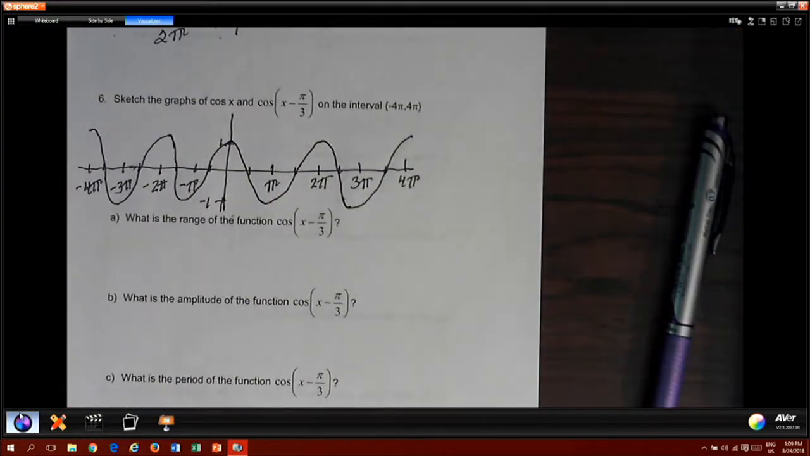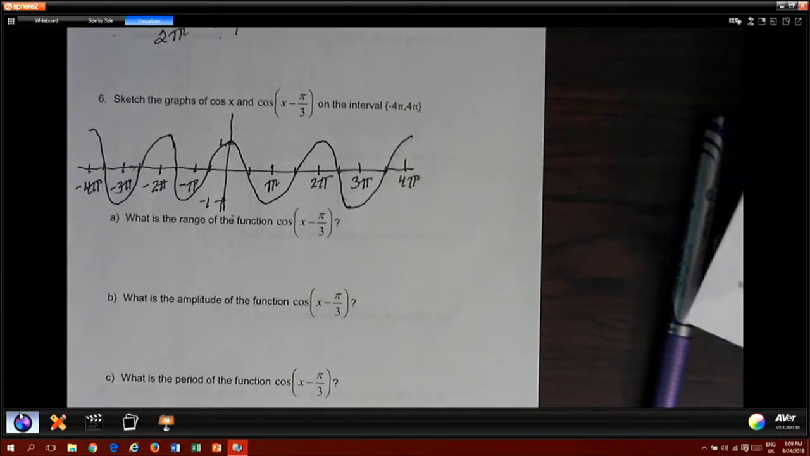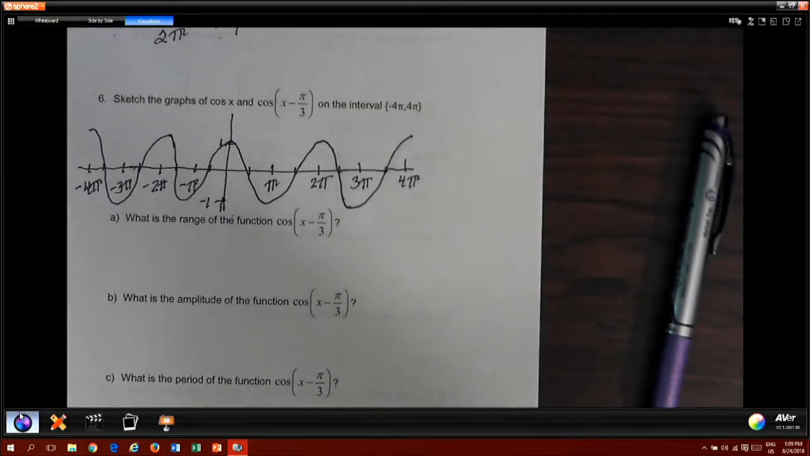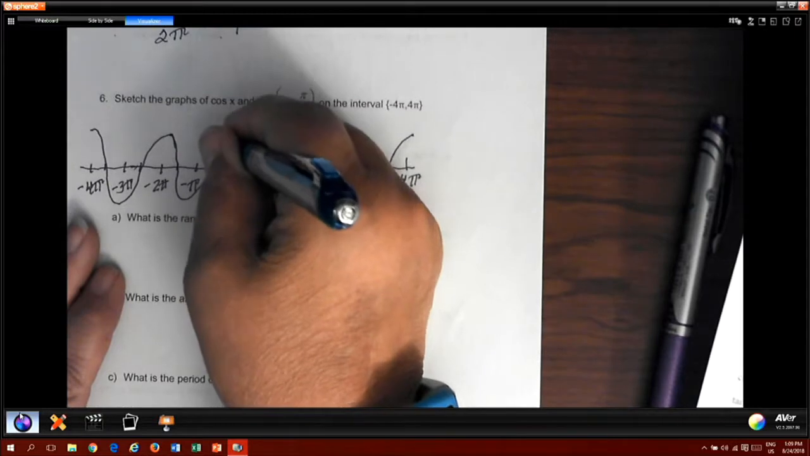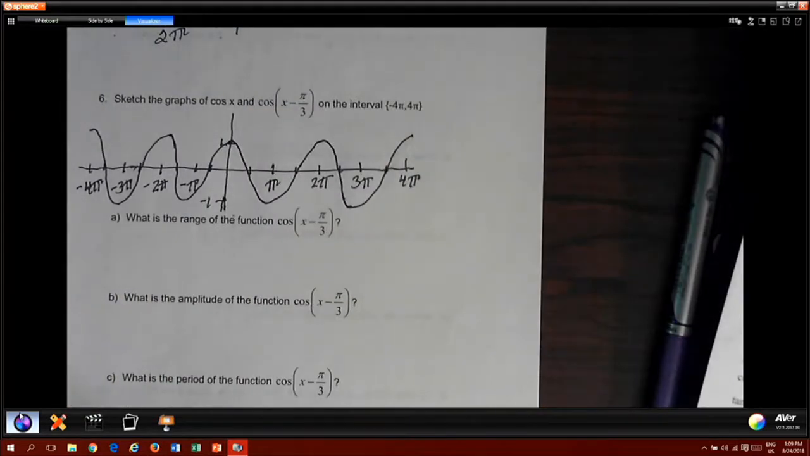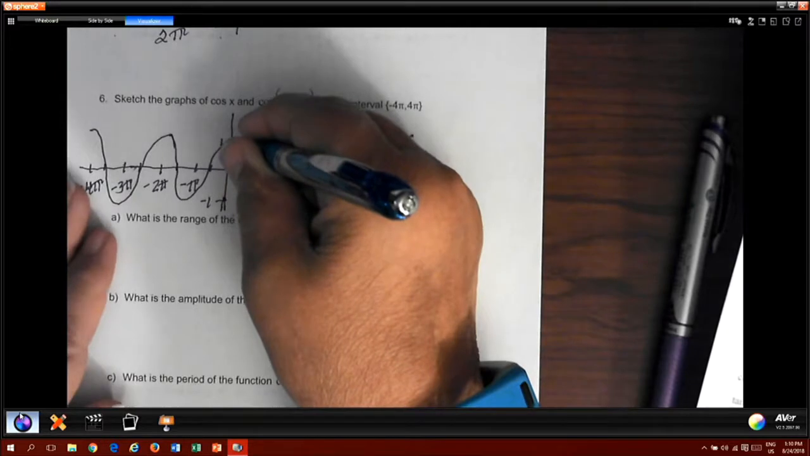So what's happening now is we're subtracting pi over 3 from our angle. So 0 minus pi over 3 says we're getting the cosine of negative pi over 3, which would be square root of 3 over 2. That's what we're going to have here. But essentially what we're doing, we're shifting it to the right pi over 3.